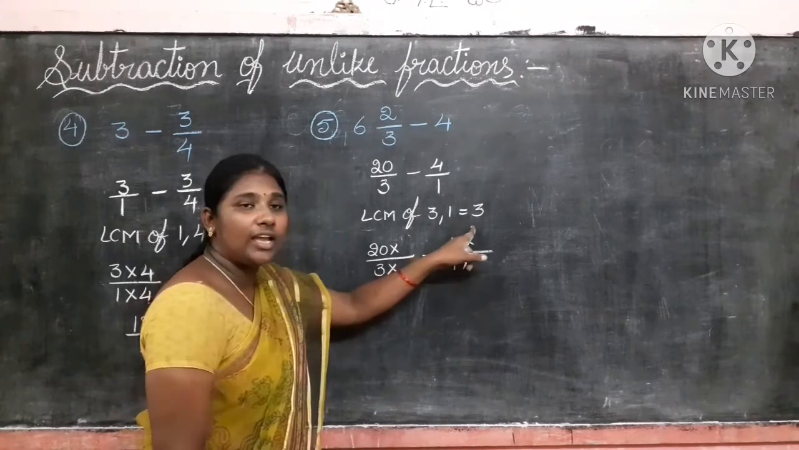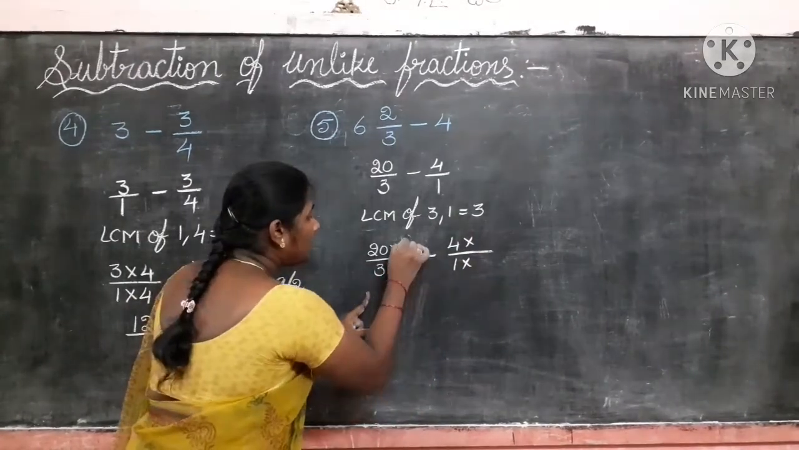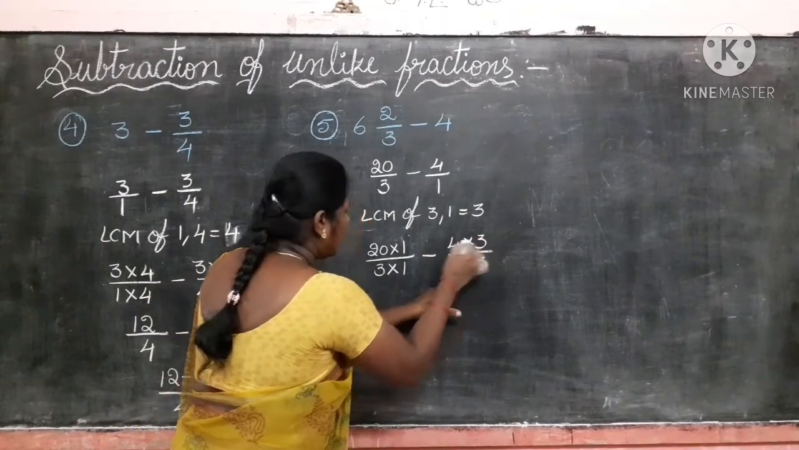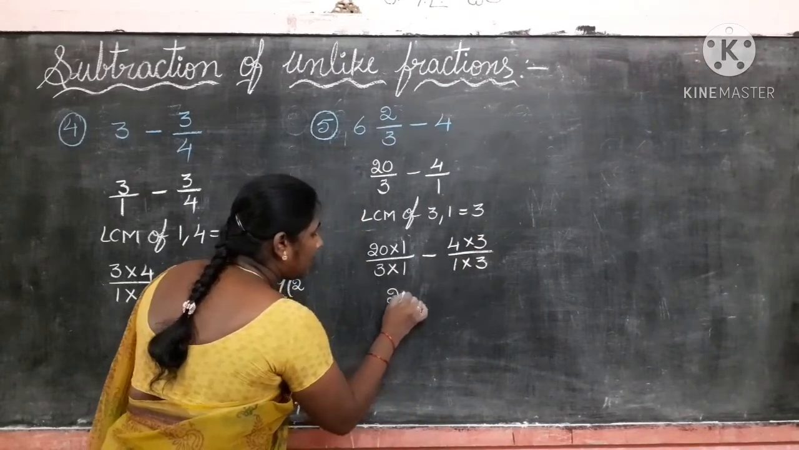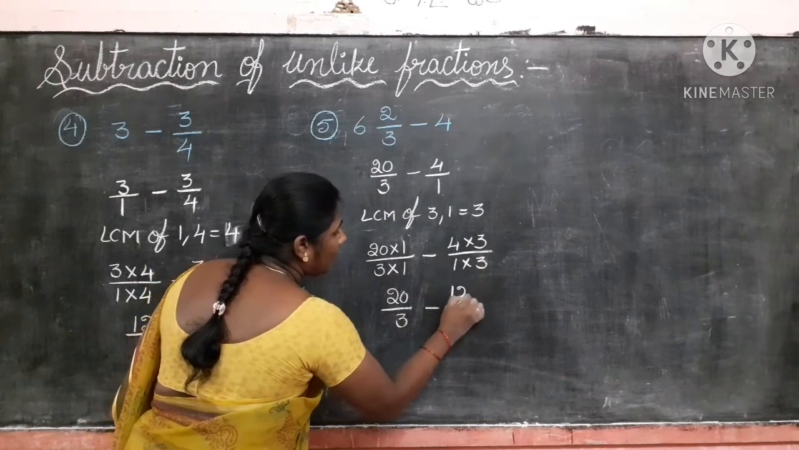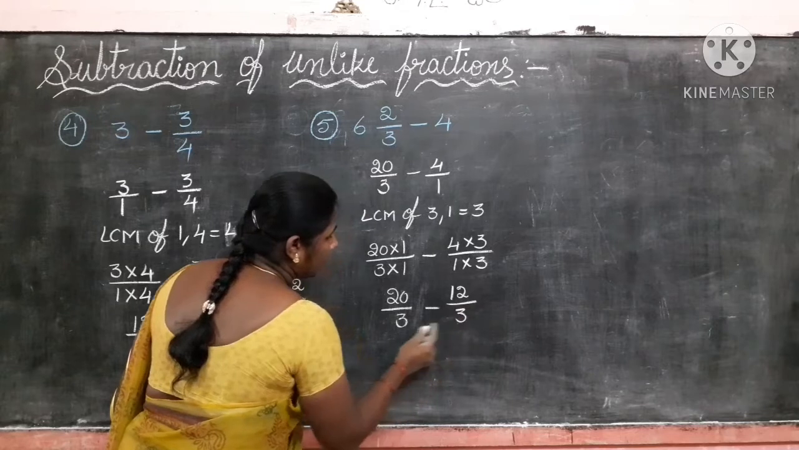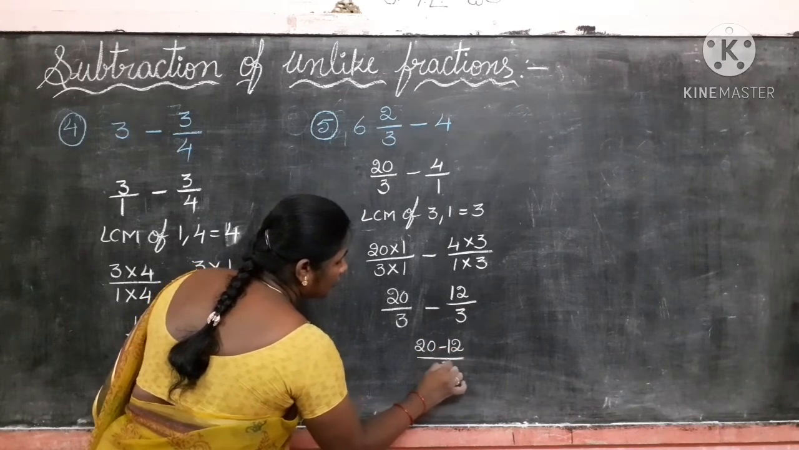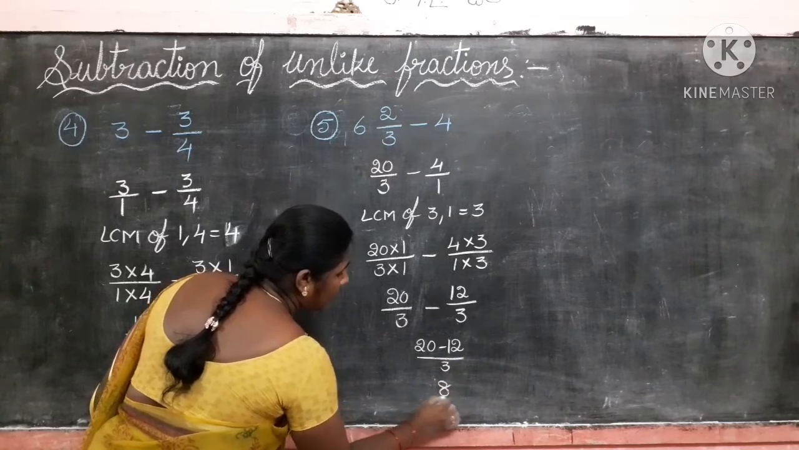This 3, table 3, how many times? 3 1s are 3. Next one, table 1, 3s are 3. 20 1s are 20 by 3 1s are 3. 4 3s are 12 by 1 3s are 3. 20 minus 12 by 3. 20 minus 12 is 8 by 3.